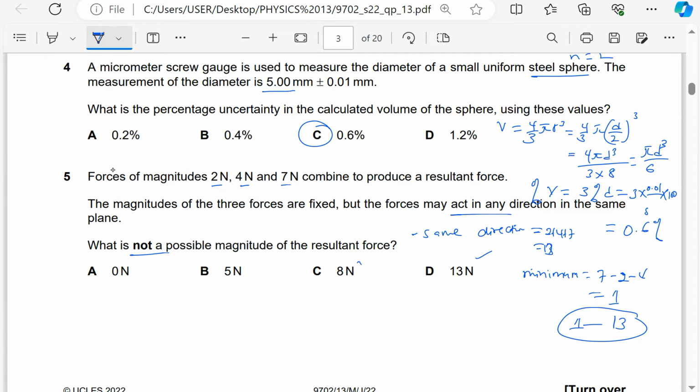So this will be fine, this will be fine, this will not be fine. So that is not a possible magnitude of the resultant, because the range of the resultant should be from 1 to 13.